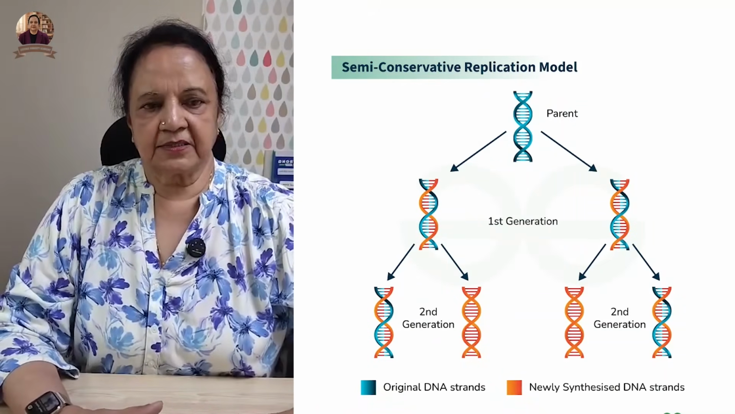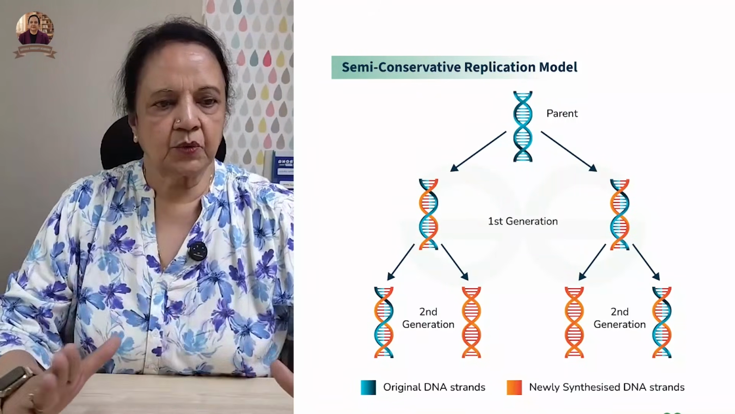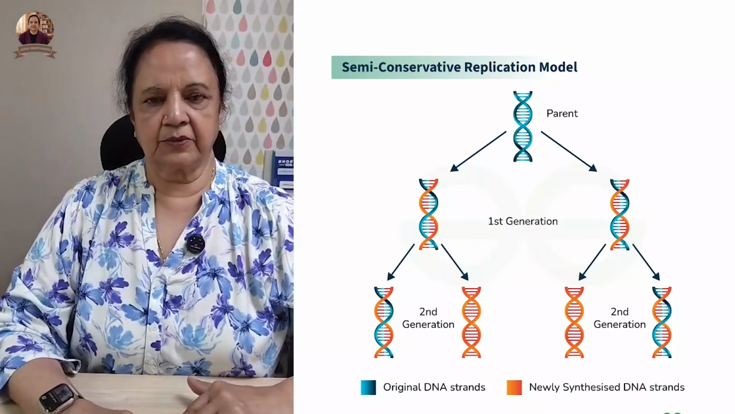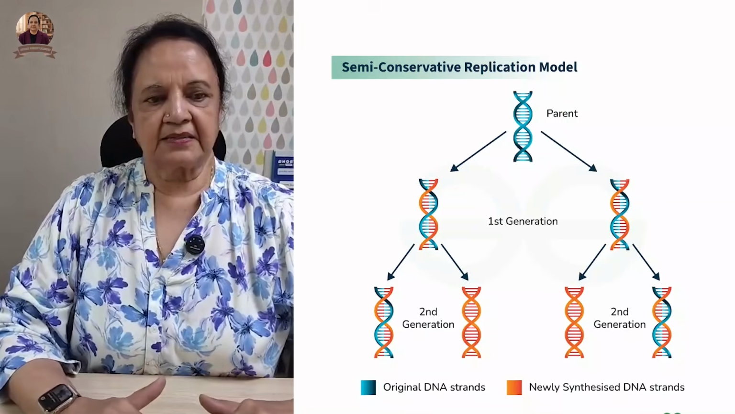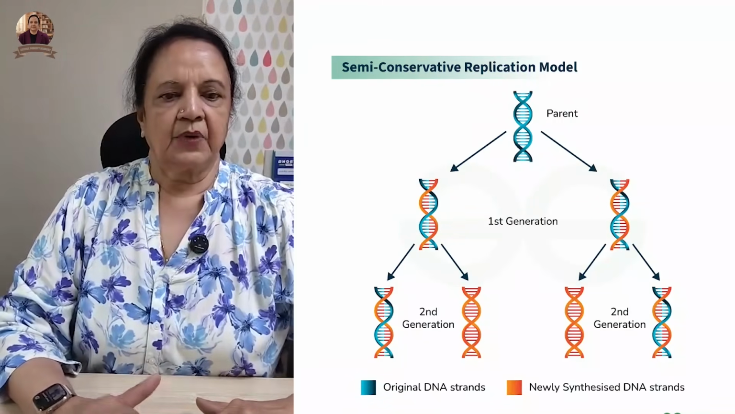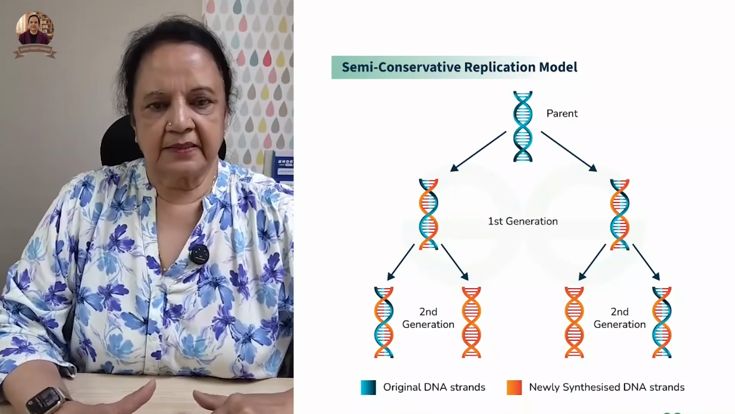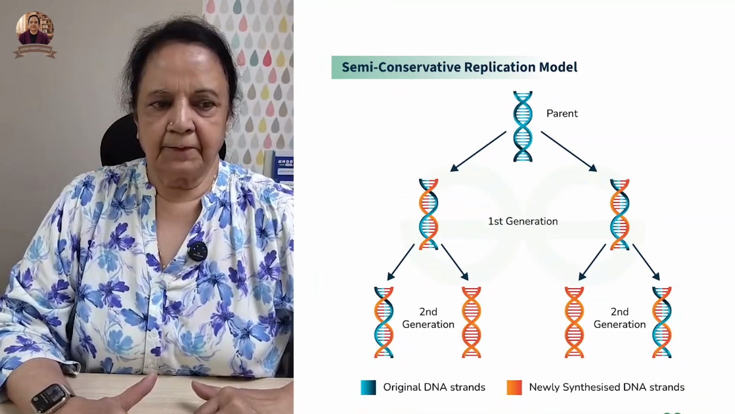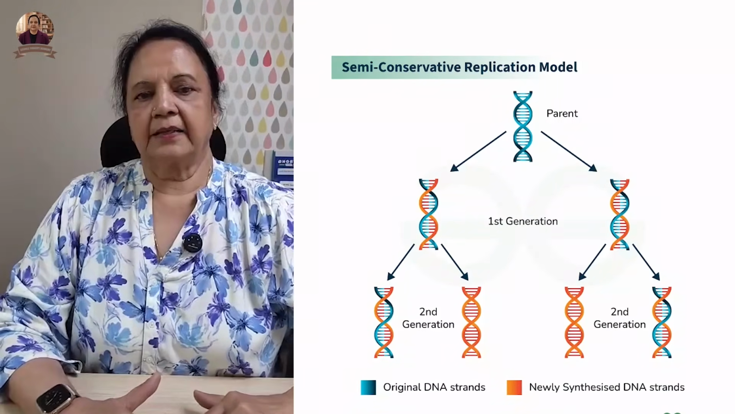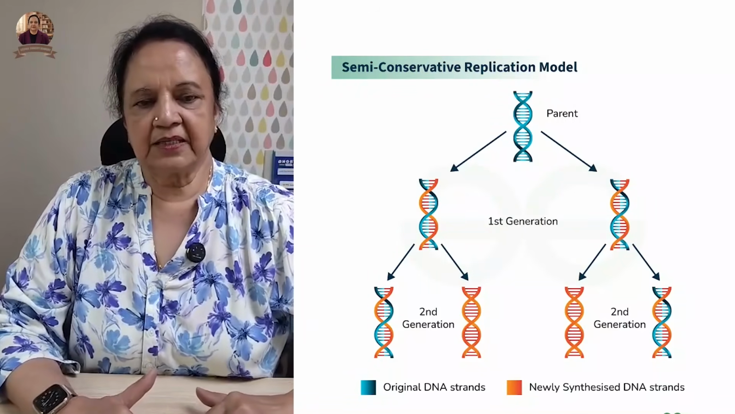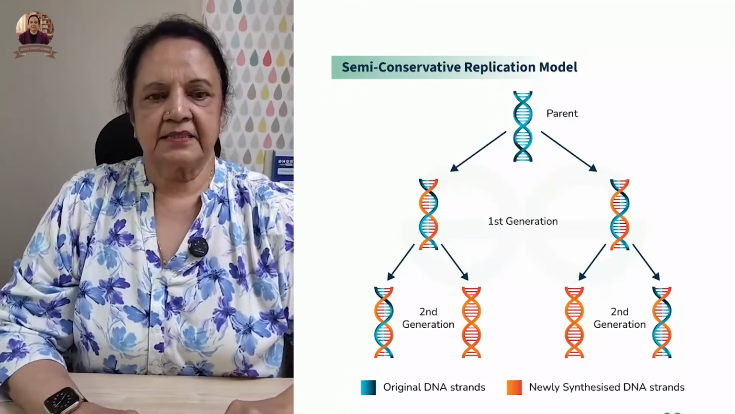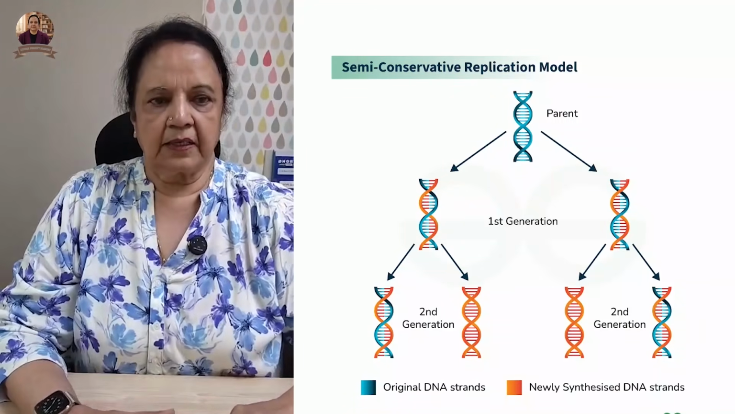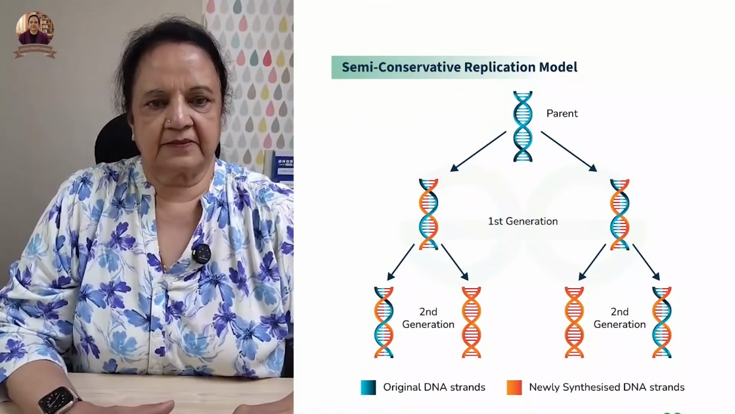DNA replication is the process of producing two identical copies from one original DNA molecule. It is semi-conservative, meaning that when a new DNA molecule is synthesized, one strand comes from the original parental DNA and the other strand is newly synthesized. The Meselson and Stahl experiment in 1958 proved this.